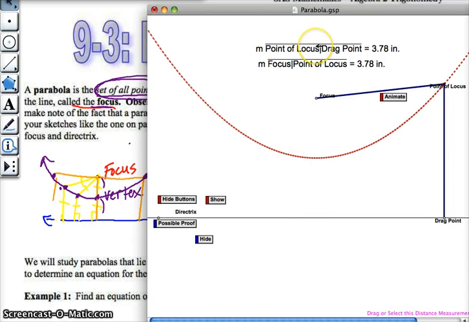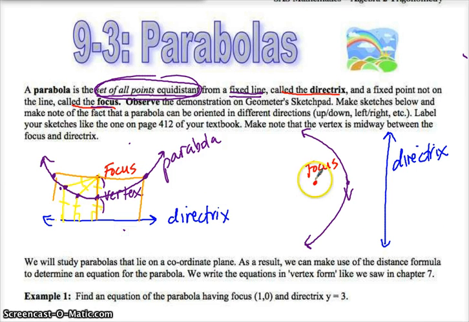The parabola will never cross the directrix. It always opens toward the focus. So the focus is in between or inside that parabola. This is the outside of the parabola. So the directrix is on the outside, the focus is on the inside. So here, when you see this is the focus, this is the directrix, I know my parabola is going to open to the left.